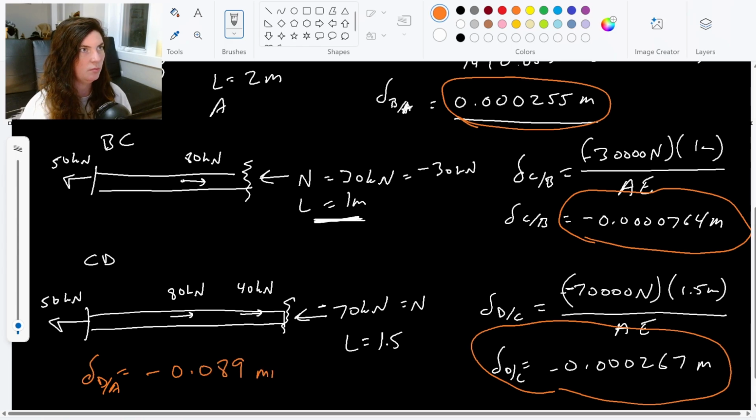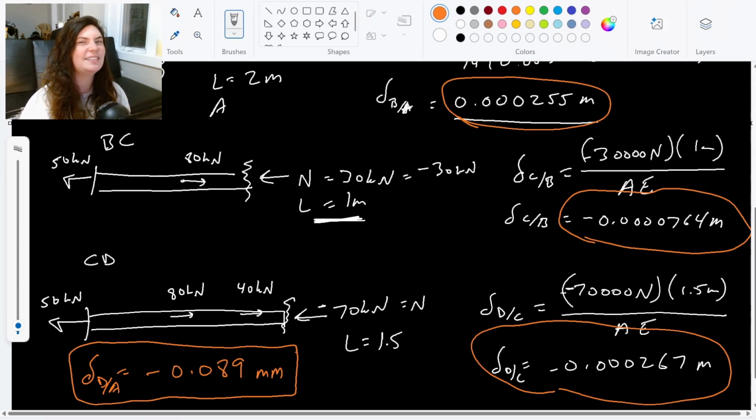0.089 millimeters. I could leave it in meters, but I don't know, doesn't millimeters just look a little nicer? Makes it feel like maybe you're actually moving. It feels really, really small if you just leave it in meters. So that would be our total displacement of D.